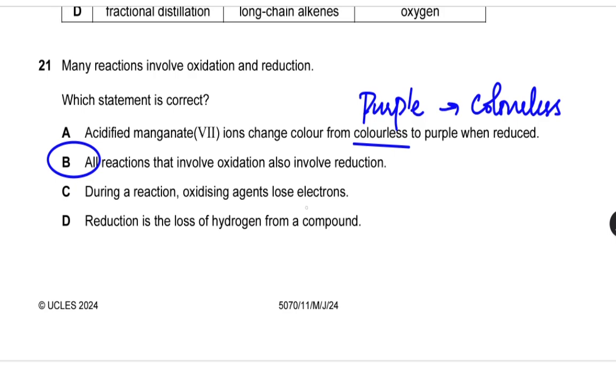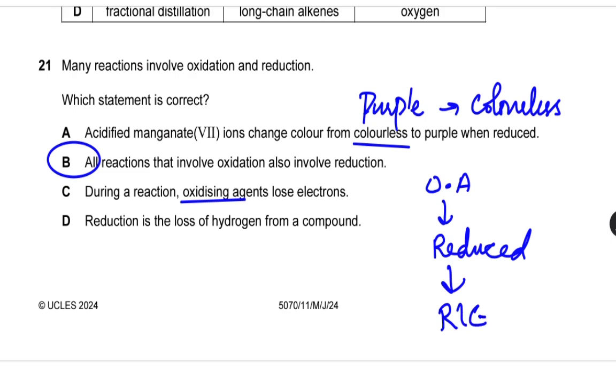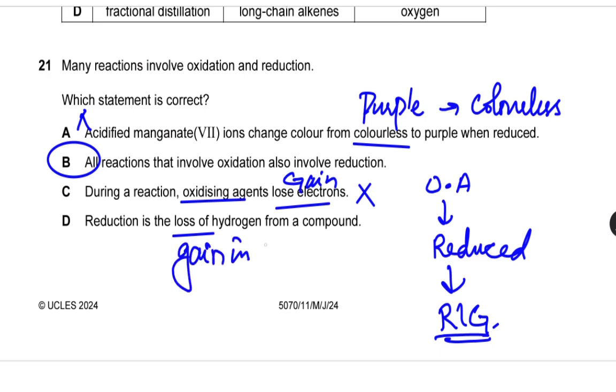During a reaction, oxidizing agents lose electrons. Always remember, oxidizing agents are the substances which are being reduced, and reduction is gain of electrons, not loss. So this one is wrong. This one is also wrong. Reduction is the loss of hydrogen. No. Reduction is gain of hydrogen.